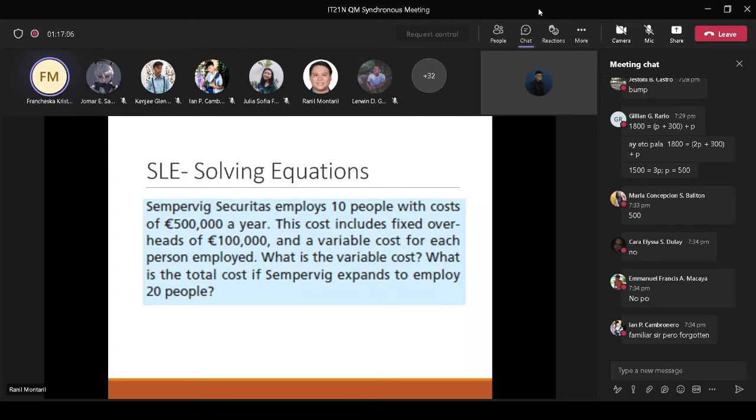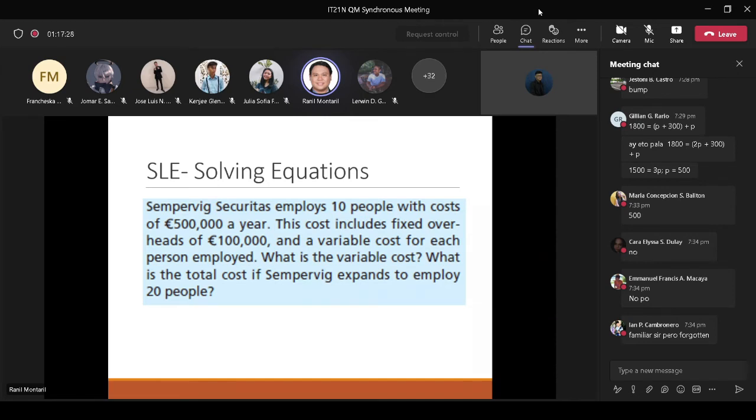Okay po. So, Sempervig Securities employs 10 people with costs of 500,000 euros a year. This cost includes fixed overheads of 100,000 euro and a variable cost for each person employed. What is the variable cost? What is the total cost of Sempervig expense to employ 20 people? All right. Thank you very much, Francesca.